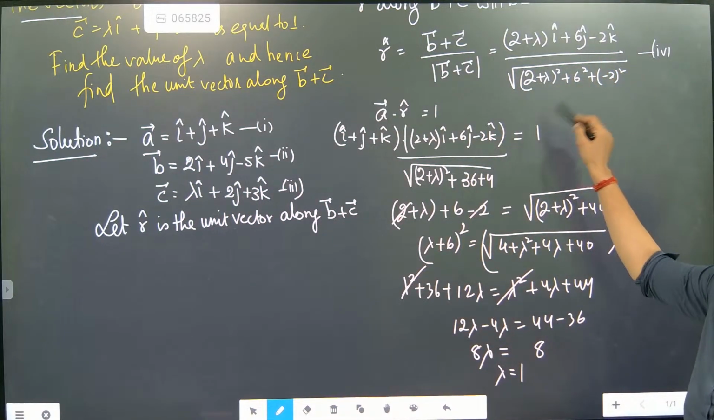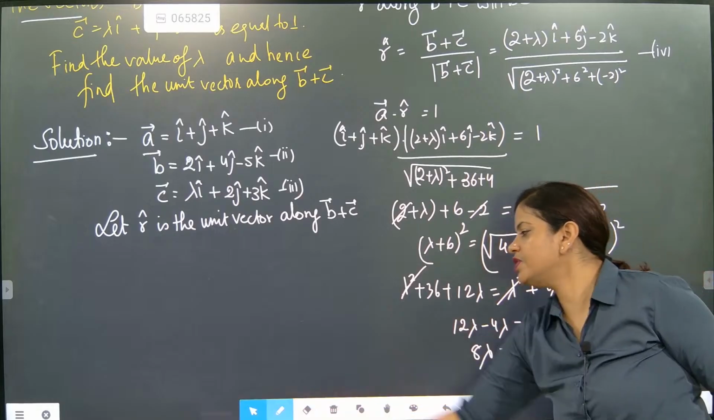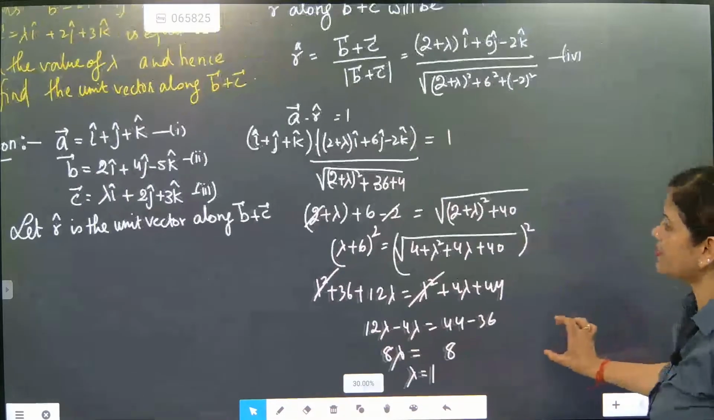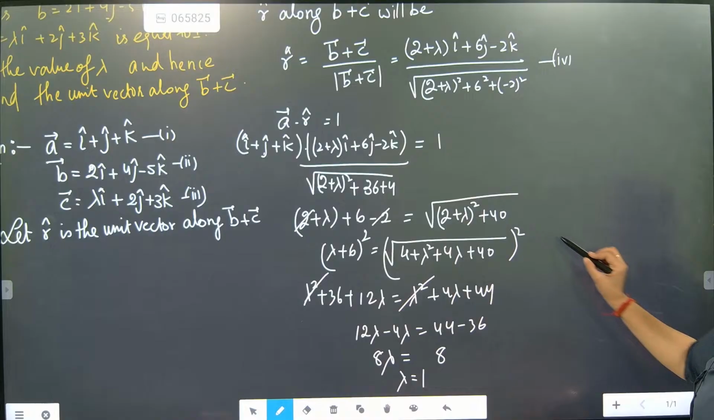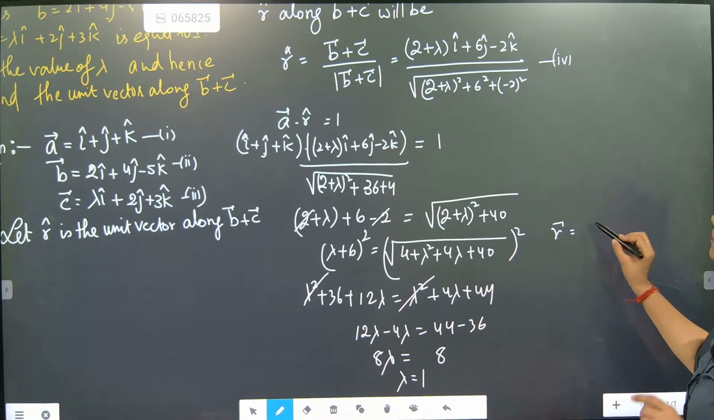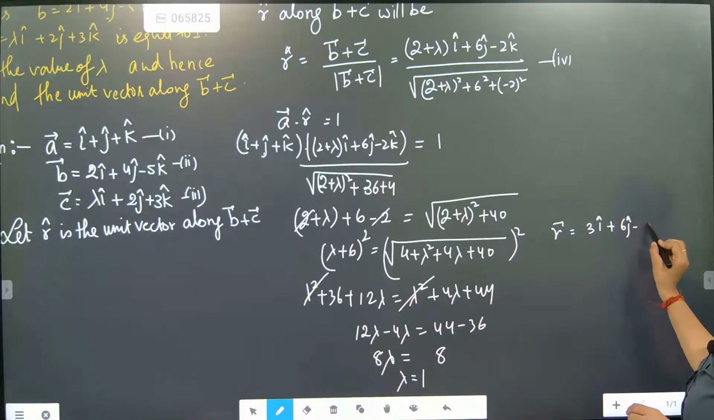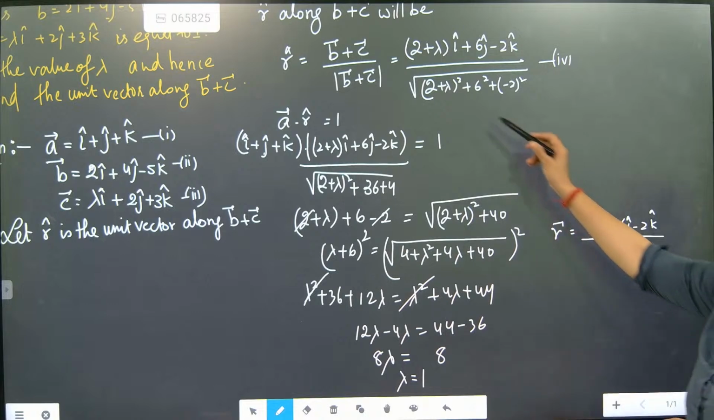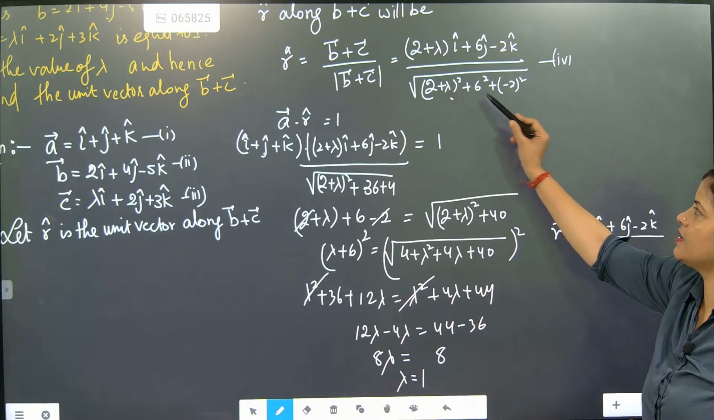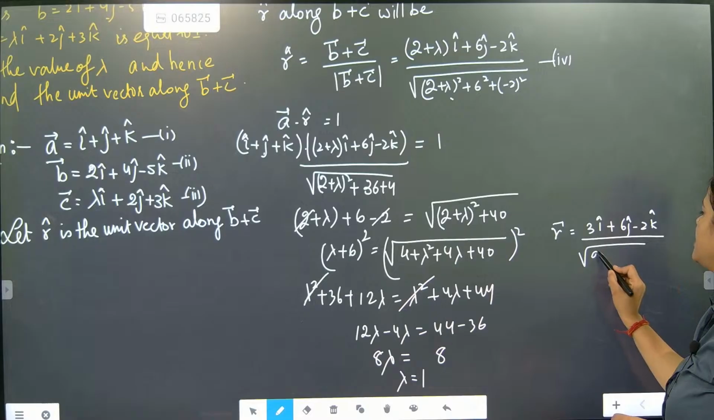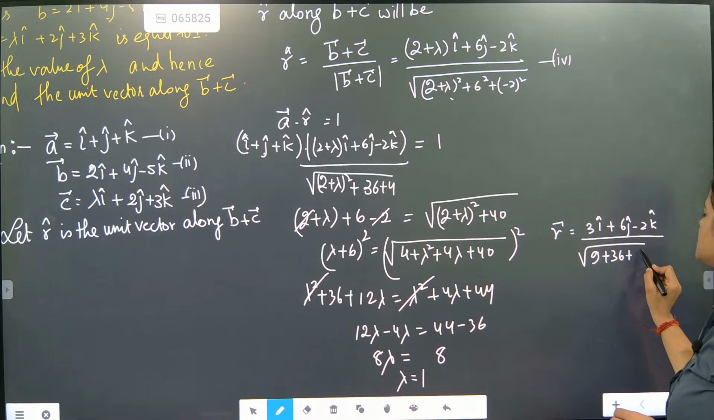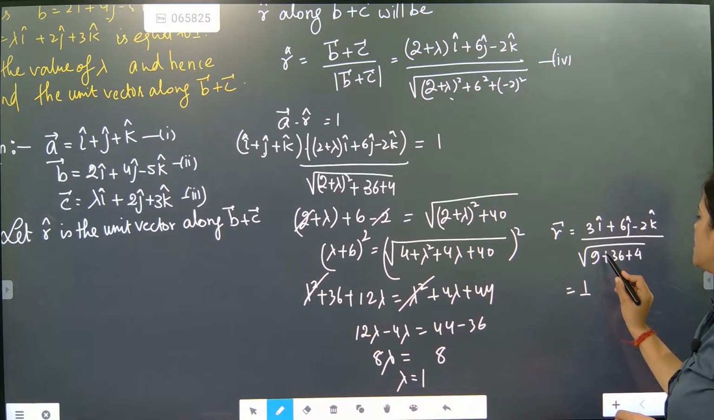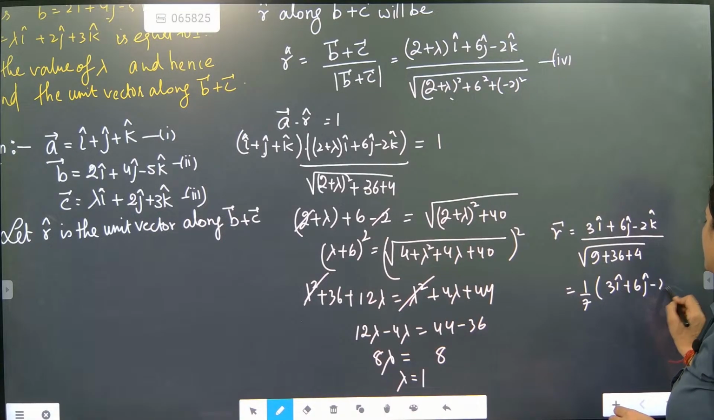This is the r vector value now. So we need to now substitute lambda is equal to 1 to get the unit vector, because they told to find the value of the unit vector. So r vector coming is equal to, here it will come 2 plus 1, 3i plus 6j minus 2k, and here it is coming as 2 plus 1, 3 square. 3 square means coming as what? 9 plus 36 plus 4. So it will come 1 by root 49. So root 49 means 1 by 7, 3i plus 6j minus 2k.